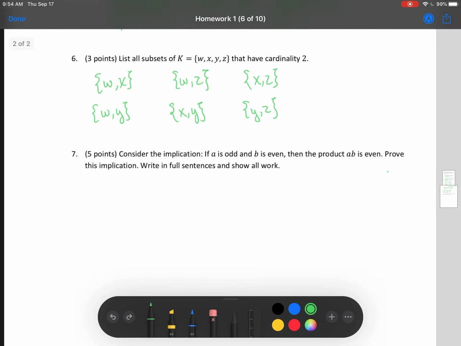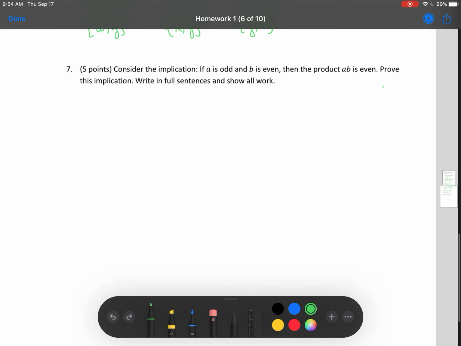All right. And our last one, we're writing a proof. Consider the implication: if A is odd and B is even, then the product A times B is even, and we want to prove it. Remember, for proof of an implication, we get to assume the hypothesis, and we want to show that the conclusion is also true. Okay, so let's just jump into it. Assume A is odd and B is even.